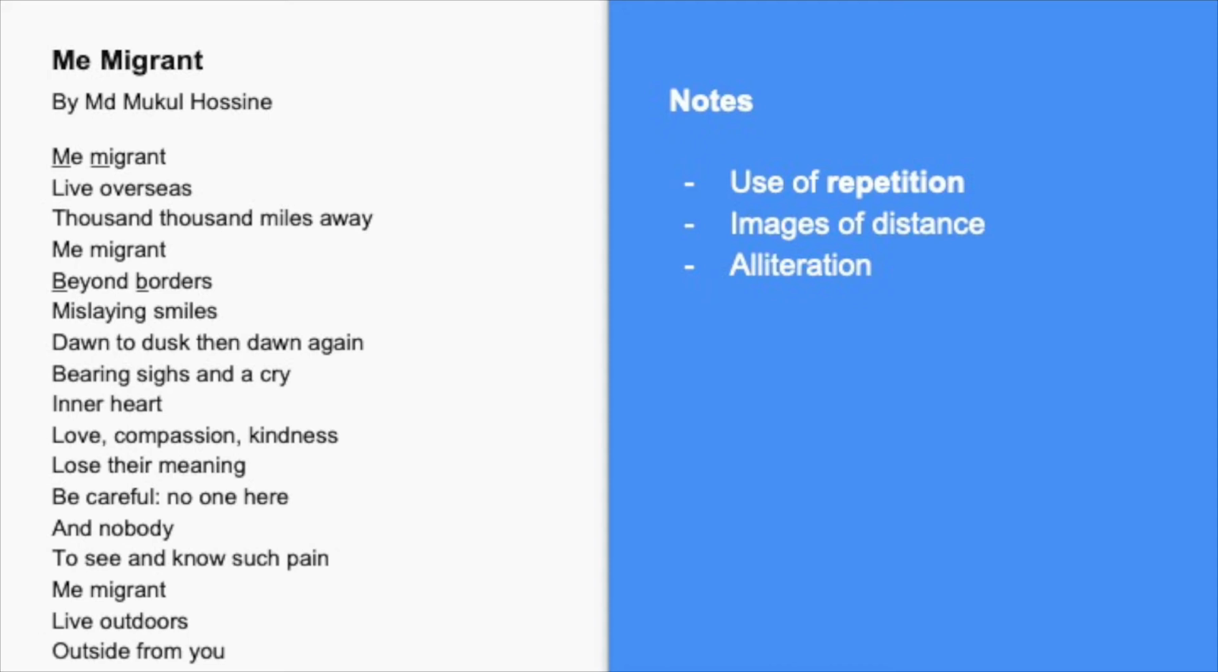It also emphasizes that he is the migrant, he is the outsider in a foreign country. There's a handy little tool that maybe you want to take note of, which is the use of alliteration. Alliteration just means when words start with the same letter, and "me" and "migrant" both start with the letter M. Again, this kind of goes back to sound.